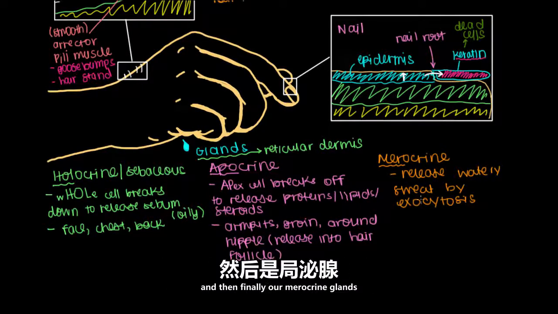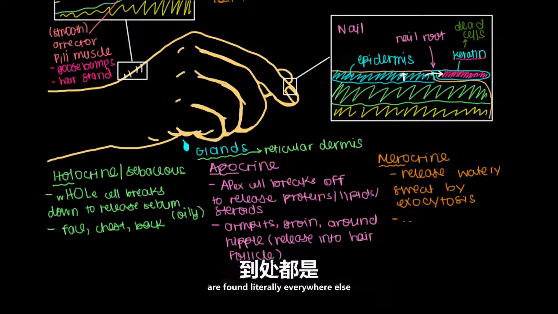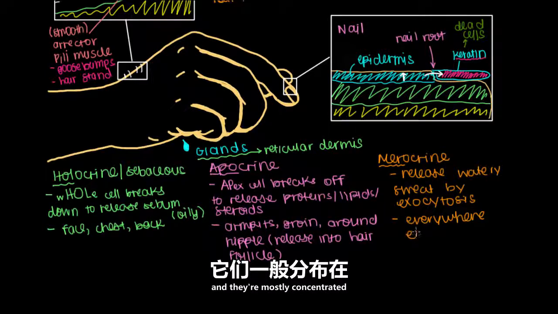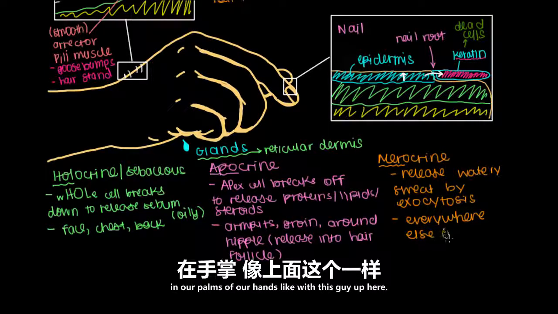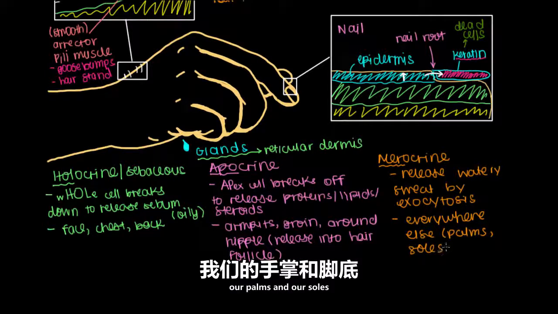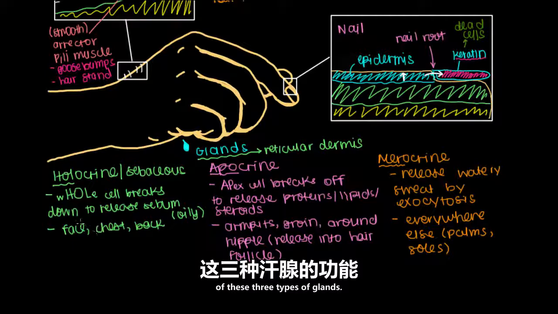And then finally, our merocrine glands, which are our bread and butter sweat glands, are found literally everywhere else in the body, and they're mostly concentrated in the palms of our hands, like with this guy up here, and even the soles of our feet. Our palms and our soles. And then finally, what are the functions of these three types of glands?